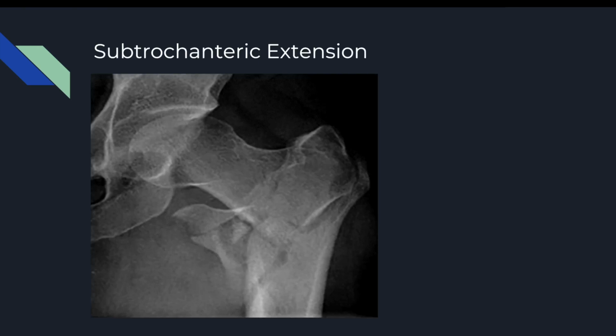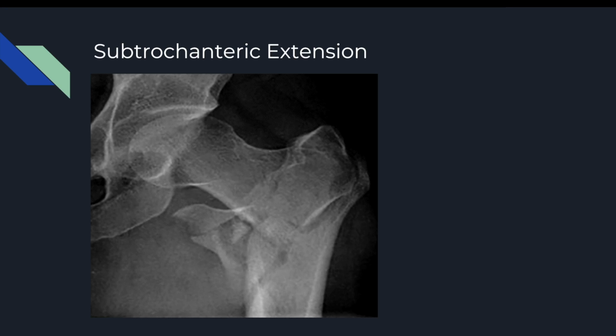They're helpful. Yeah, definitely. So this next unstable pattern is the subtrochanteric extension. Like was mentioned earlier, the subtrochanteric region is about 5 centimeters beneath the lesser trochanter. And with extension medially, we can see this fracture pattern as well.